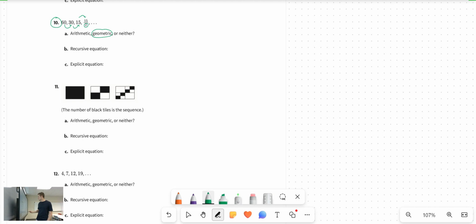And now we just have to write the equation. So let's start with recursive, since recursive is up first. So function of n equals the function of n minus 1. And then what are we doing each time? Well, we're taking the previous step and we are multiplying it by 1/2. And then the first number in our sequence is 60. So there we go. So that is our recursive equation done.